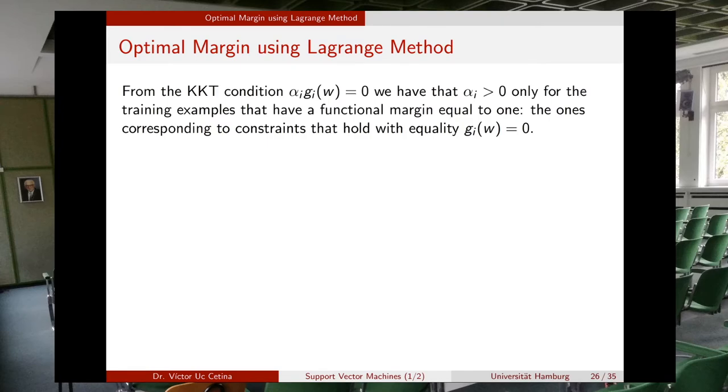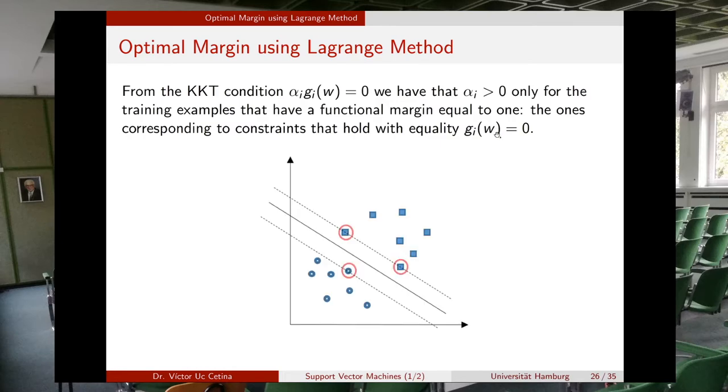And this is true because only those points that have a functional margin equal to 1 are going to evaluate g to be 0. And then if g is 0, then we don't care about the values of alpha, because it would be multiplied by 0. And then this is going to be true. And that's why we're saying that only with those points i that have a functional margin equal to 1, alpha could be larger than 0. It could be any positive number. And the points that correspond to the constraint that hold with equality, g equals 0, are called the support vectors.